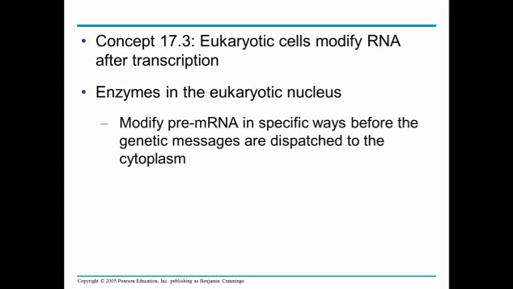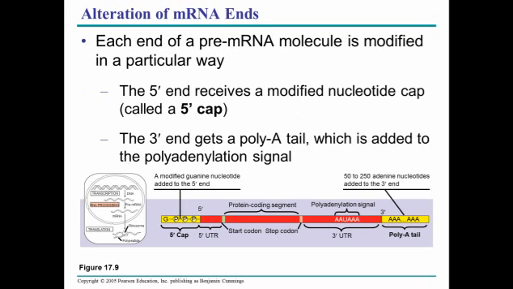All right, this is part 2, starting at 17.3. So the mRNA has been created, and now we have to, in eukaryotes specifically, modify the pre-mRNA before sending it off to the cytoplasm where the ribosomes are. So here's how we do it.